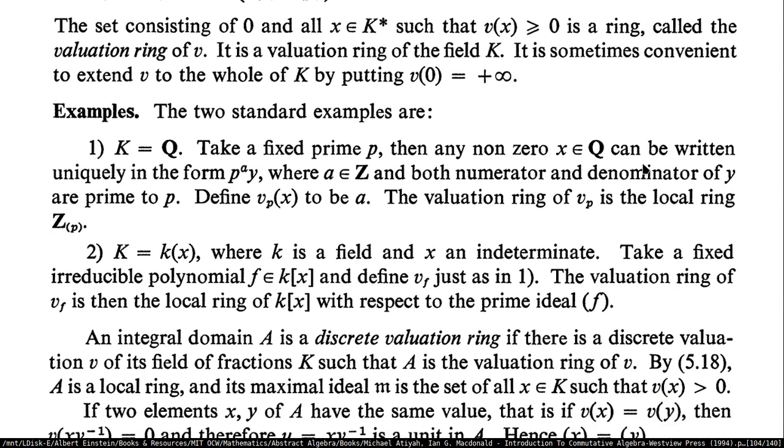The other example that we have is where you have a field K and X is an indeterminate. You take a fixed irreducible polynomial, you define V of F like that, and you can have a valuation ring of V of F. And you're also going to have a prime ideal. You're going to get a local ring with respect to the prime ideal generated from that.